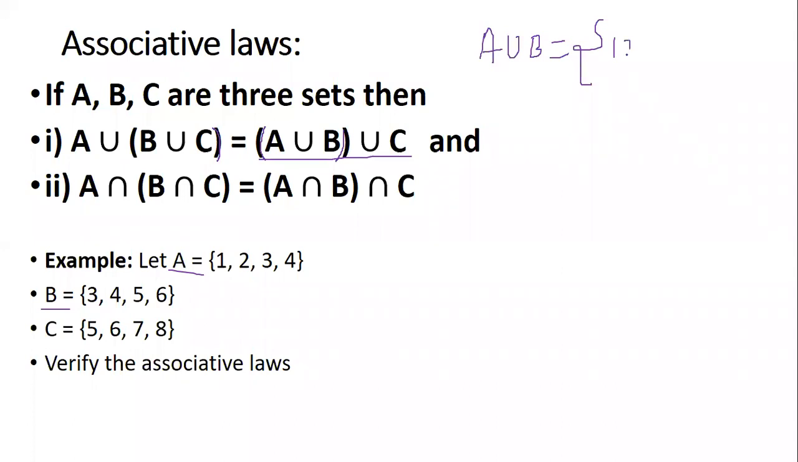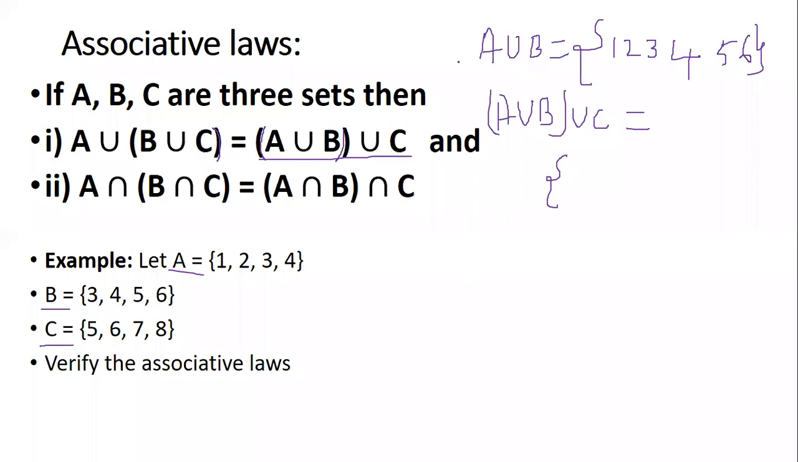So from A we are going to take 1, 2, 3, 4. From B, 3, 4 is already there, so we take 5, 6. Very good. So A union B is 1, 2, 3, 4, 5, 6. Correct. So that will be your A union B. Now going on further, we have set C already available. So A union B union C. Okay, so here I have A union B, I have C.